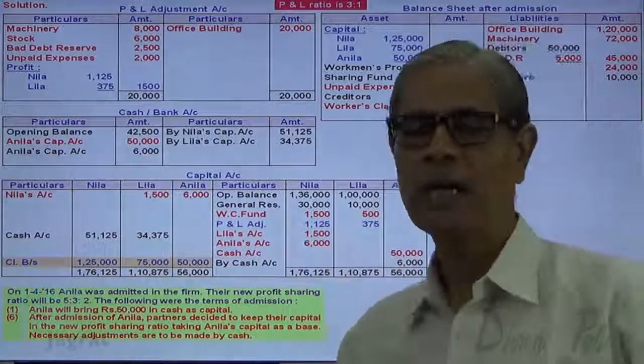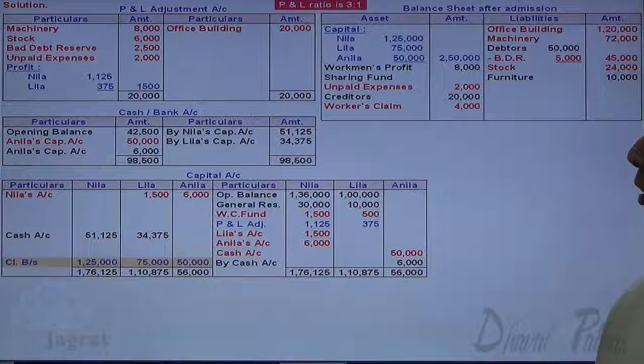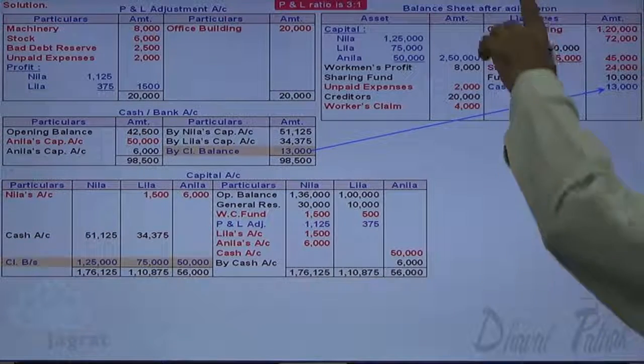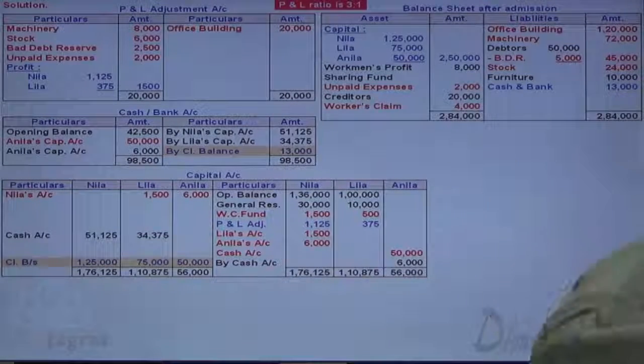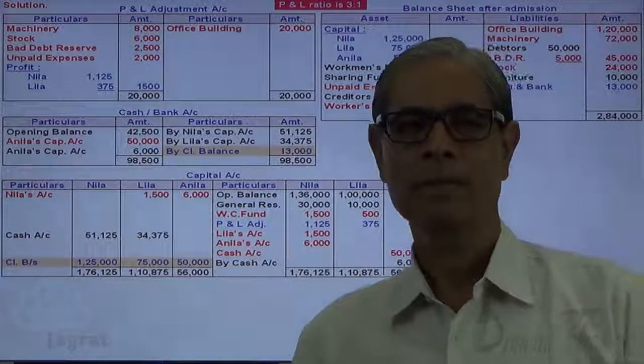Now I'll find out the cash balance. So total of debit minus total of credit. This is the closing cash balance that will appear in my balance sheet. After that, I'll have a total of both the sides. It should agree, 2,84,000 is the total of my balance sheet. So this is how this sum gets solved.